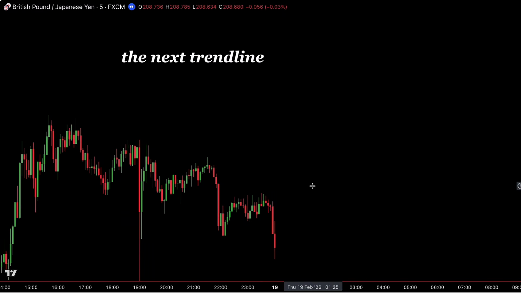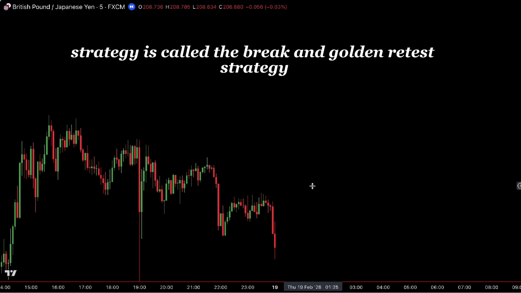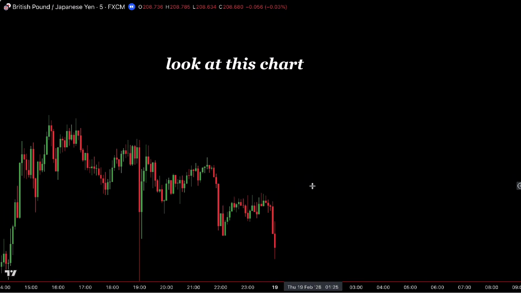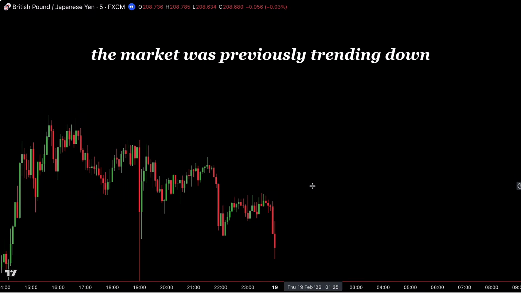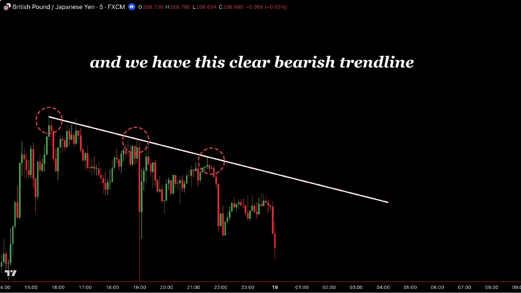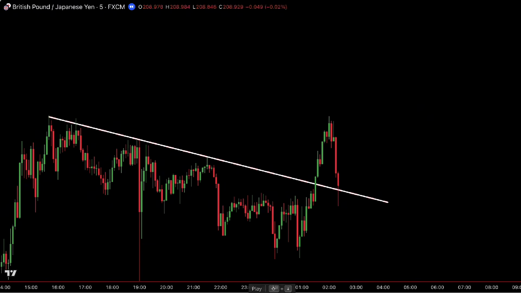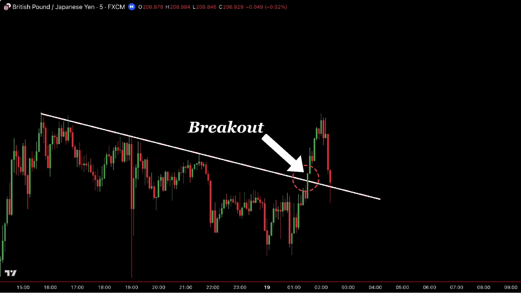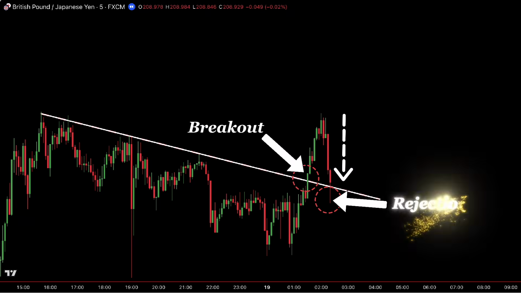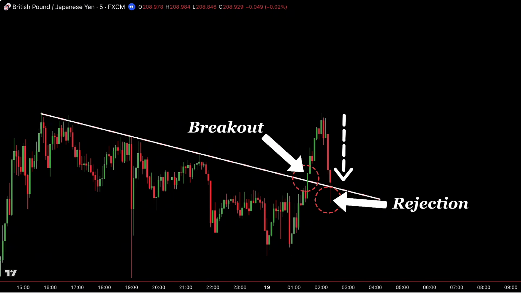The next trendline strategy is called the break and golden retest strategy. Look at this chart. The market was previously trending down, and we have this clear bearish trend line. Now look at what happens next. The market breaks above the trend line with strong momentum, which indicates that buyers are stepping in and maybe changing the market direction. After the breakout, the market pulls back toward the broken trendline and gets rejected. This is a classic trendline break and retest setup.